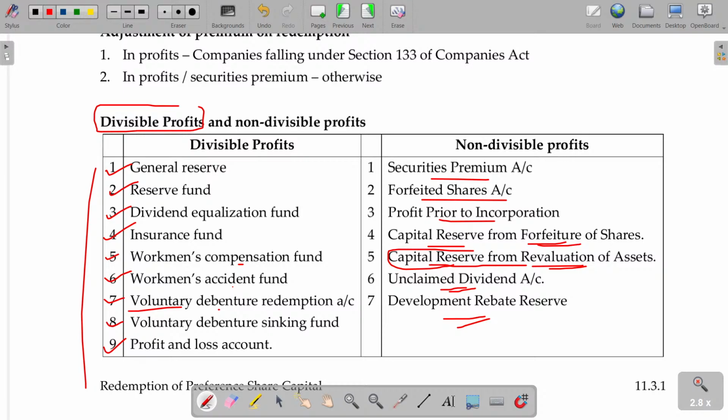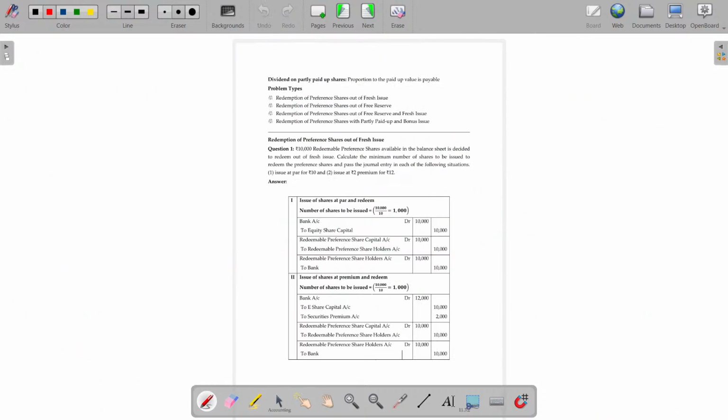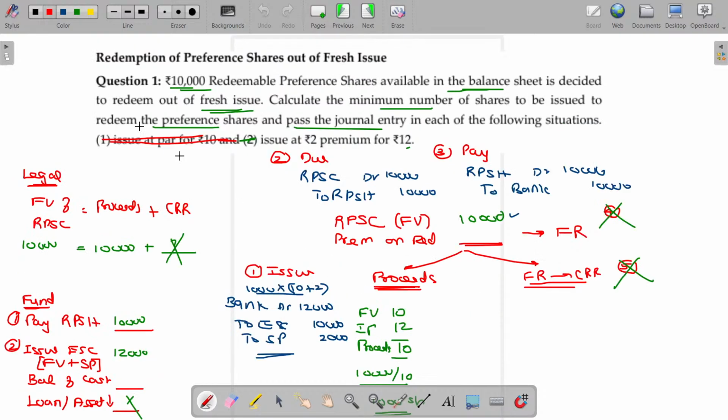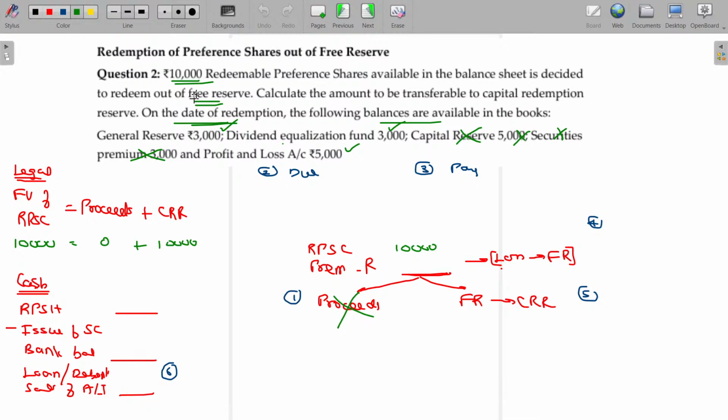General reserve, free reserve, reserve fund, dividend equalization fund, insurance premium, profit and loss. All these things are examples of the free resource. Securities premium, forfeiture of shares, profit prior to incorporation, capital reserve from forfeiture of shares, capital reserve on revaluation of assets, unclaimed dividend and development rebate reserves. All these things are not considered as divisible profits. So from that you can easily understand only 3 are called free resource. What are they? General reserve, dividend equalization reserve, profit and loss.